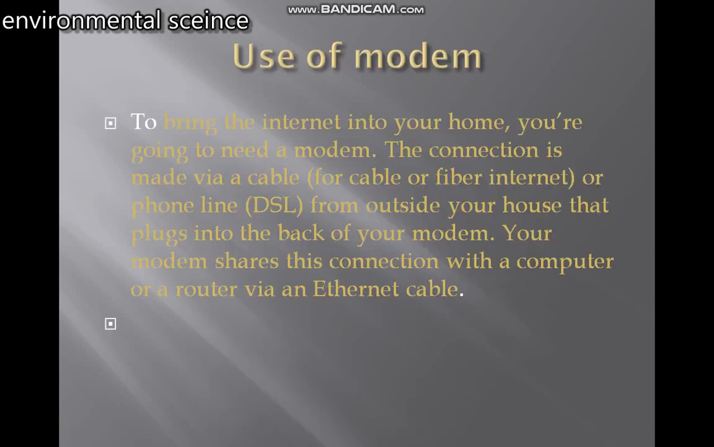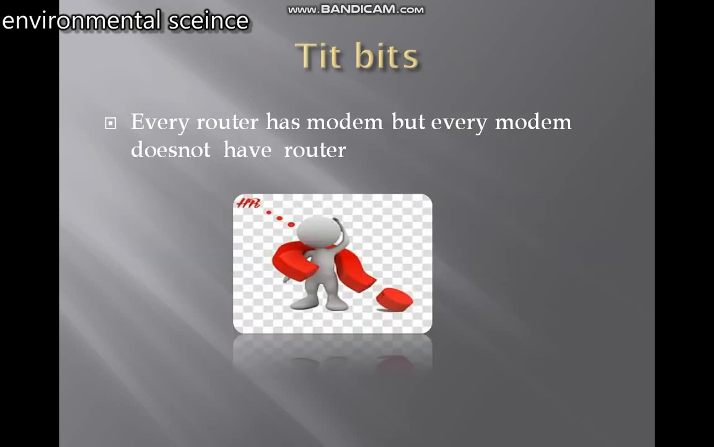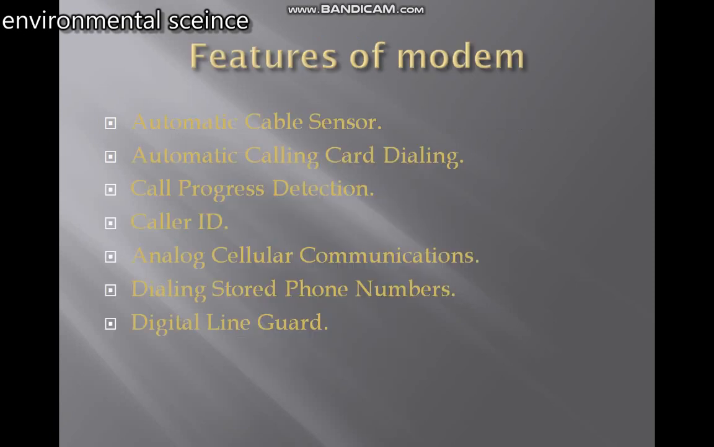Basically, all of you know that a modem is used to bring internet to your homes, as we discussed earlier. Tidbit: every router has a modem, but every modem does not have a router. It's important to note. Next we have the features of modem. Modem's features include automatic cable sensor, automatic calling, card dialing, call progress detection, caller ID, analog cellular communication, dialing stored phone numbers, and digital line guard. All of these functions are performed by a modem.